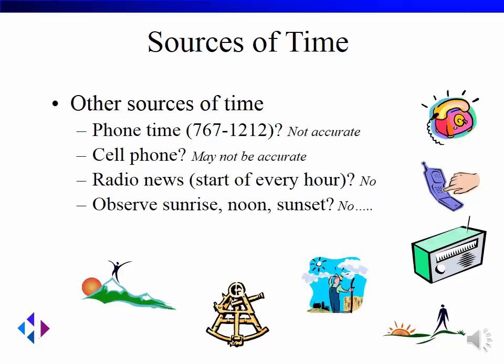Some other sources of time. Okay, this is going to age some people. What is popcorn? That's the phone number, 767-1212, and it's good in almost every area code inside the United States. If you dial popcorn, you'll see it'll tell you the time. However, a lot of testing's been done on it, and it's not always accurate, especially around daylight savings.